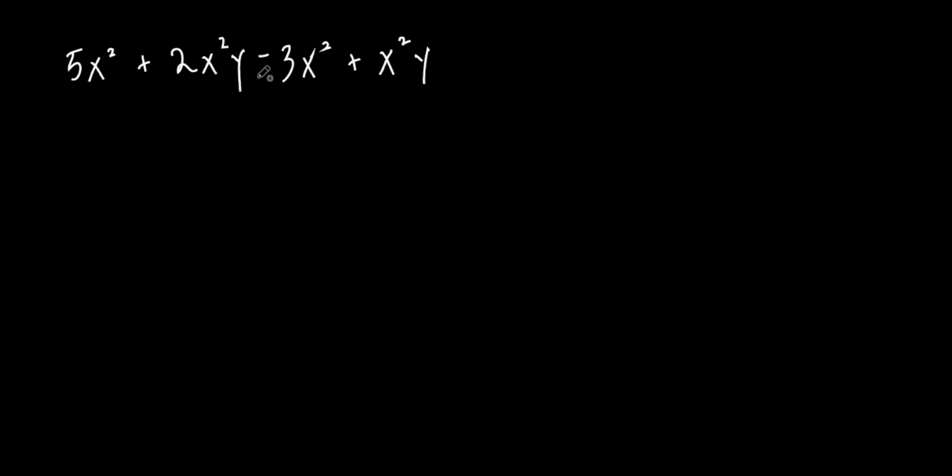So I got 5x squared minus 3x squared. I don't really do anything with the x squared. All I do is add or subtract the coefficients. So it's 5 minus 3, which is 2. No, it's positive. It's positive 5 minus 3, which is positive 2x squared.